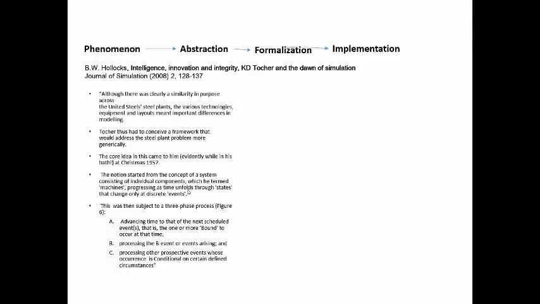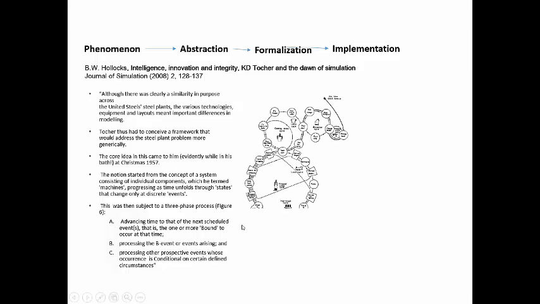And this led to more of a formalization in terms of a three-phase process, which, first of all, you could consider the complexities of steel plants, which had many processes, many components, and many interactions that could be conceived as going around in cycles and interacting with each other. Tocher abstracted this three-phase structure led by events, where some events were scheduled and some events were contingent on the occurrence of other events. And time progressed not in steps, but through the occurrence of events and the timing of events.